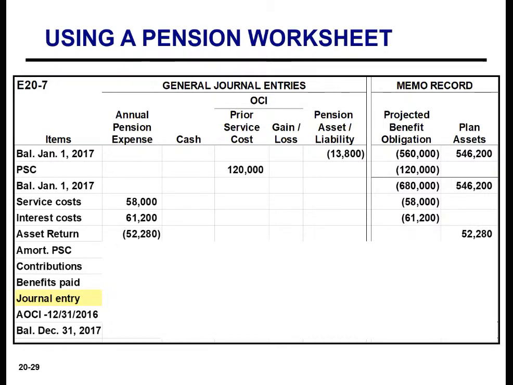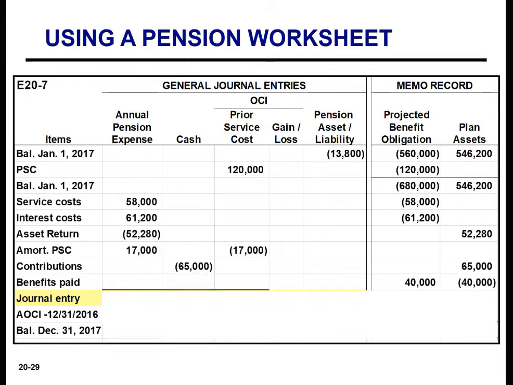Our asset return was $52,280. We have prior service cost amortization of $17,000. We had contributions paid or funding of $65,000. Then we had benefits paid to retirees in the amount of $40,000. This gives us a journal entry of this information.